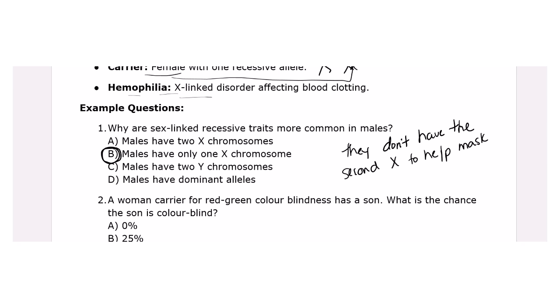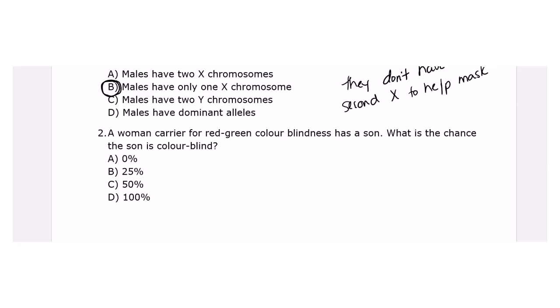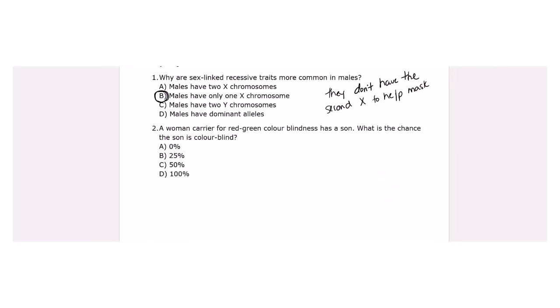Good. All right. A woman carrier for red-green color blindness has a son. What are the chances that the son is colorblind? Okay. It doesn't say what the dad is. Okay. She's a carrier though. So what do we know about the mom? Yeah. Okay, what do we know about the dad?